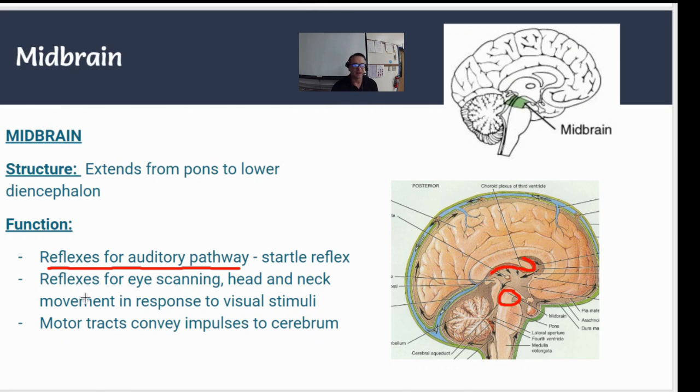That's the midbrain. Also, eye reflexes for scanning, for tracking visual objects, to focus on visual. I can focus on my finger, but then I can also focus on objects in the back of the room. So my eyes have to make adjustments in order to focus and to track different objects. The auditory pathway is the inferior colliculi, and the superior colliculi is for the eye scanning reflexes. It also has motor tracts that convey impulses to the cerebrum, but most of the brainstem does that. So the first 2 are the ones you're going to need to know. You're not going to need to know superior and inferior colliculi. Just know reflexes for auditory, the startle reflex, and also eye scanning. Those are both functions of the midbrain.